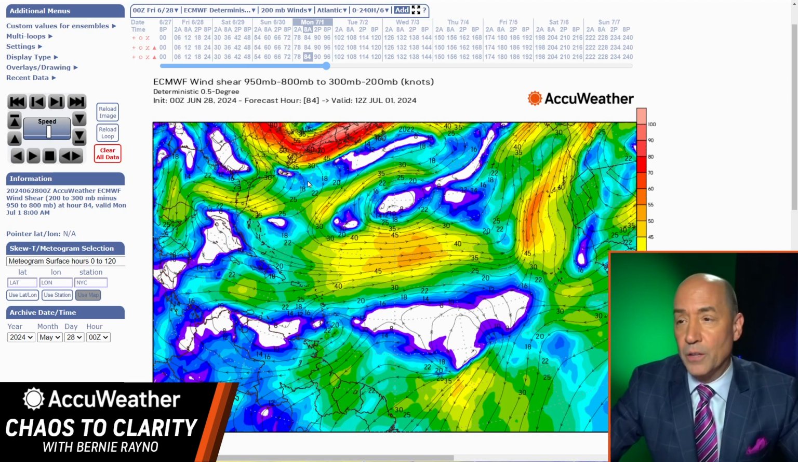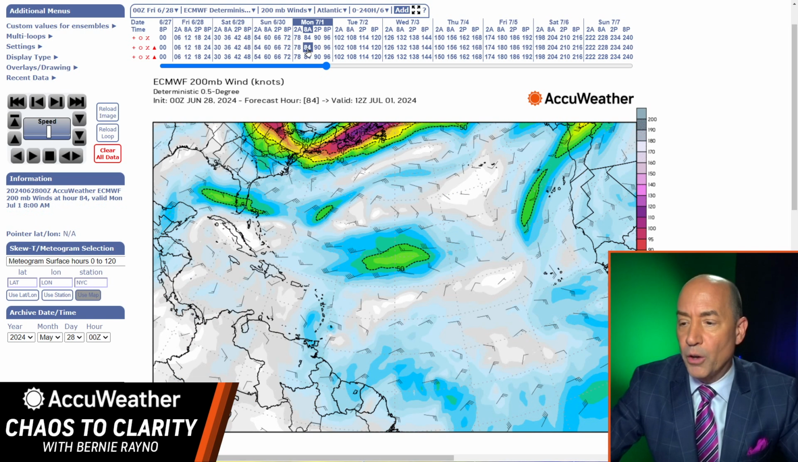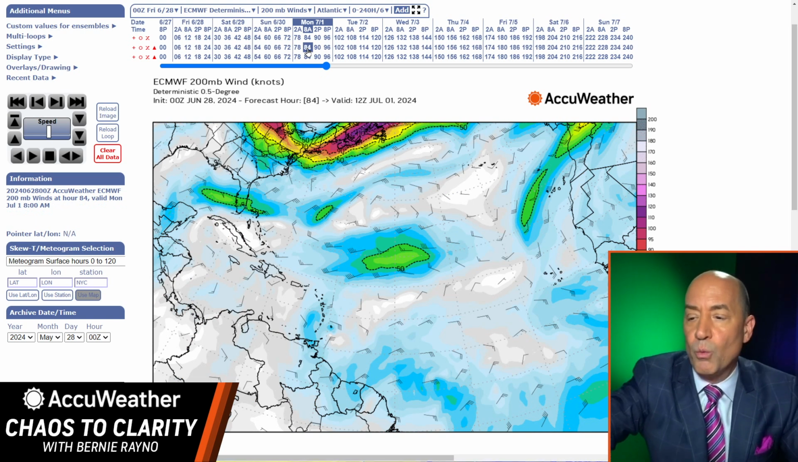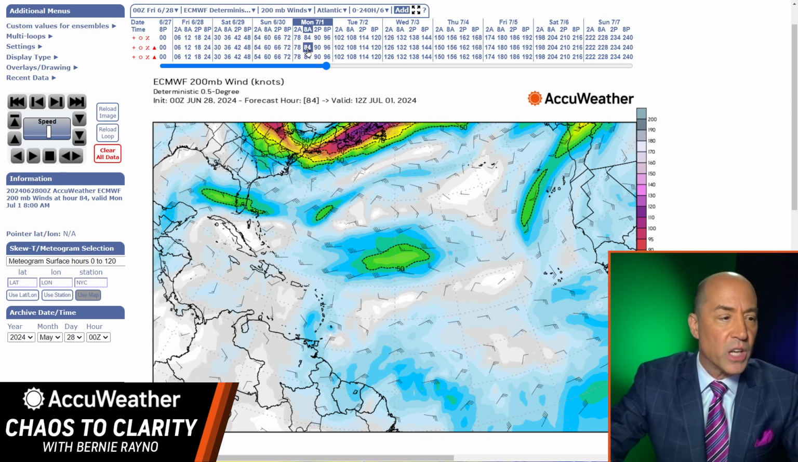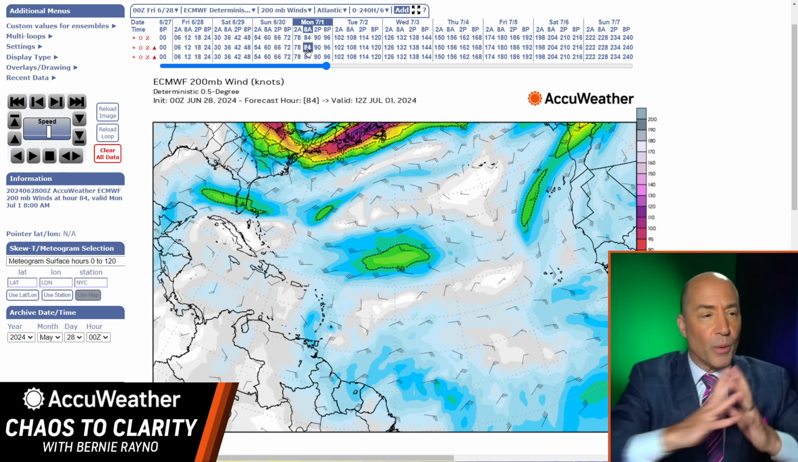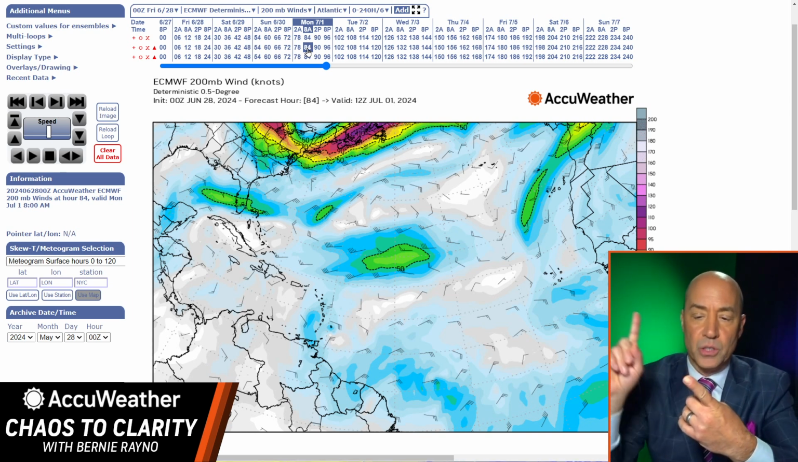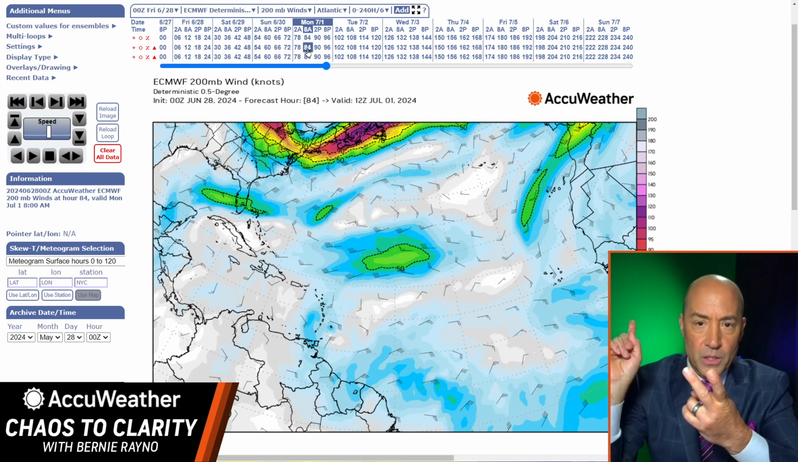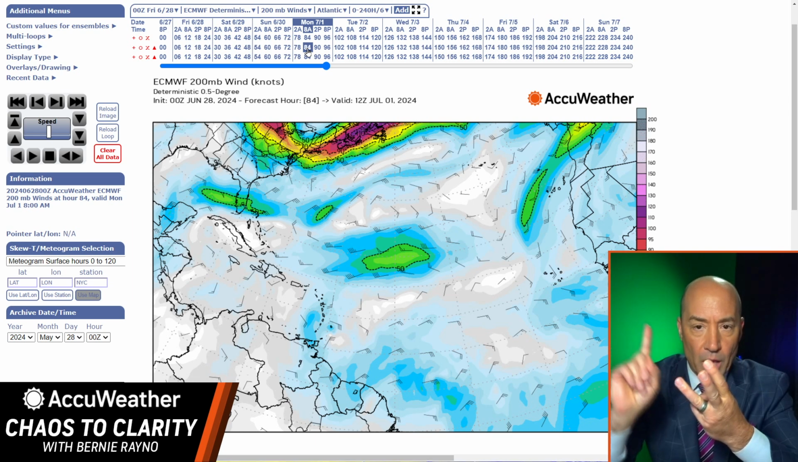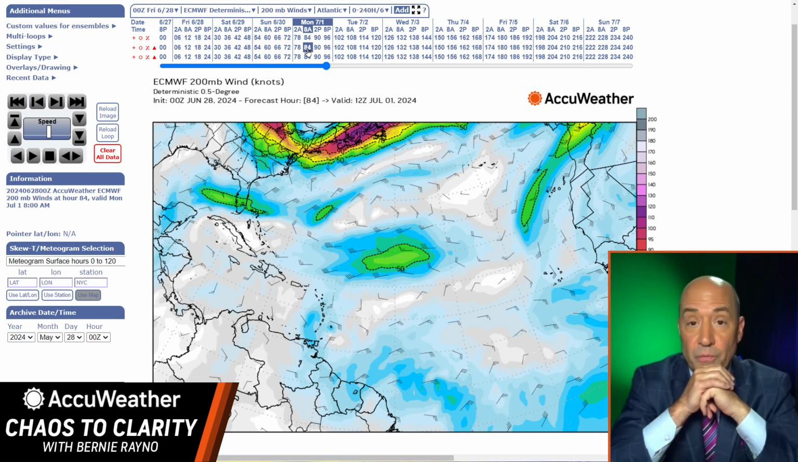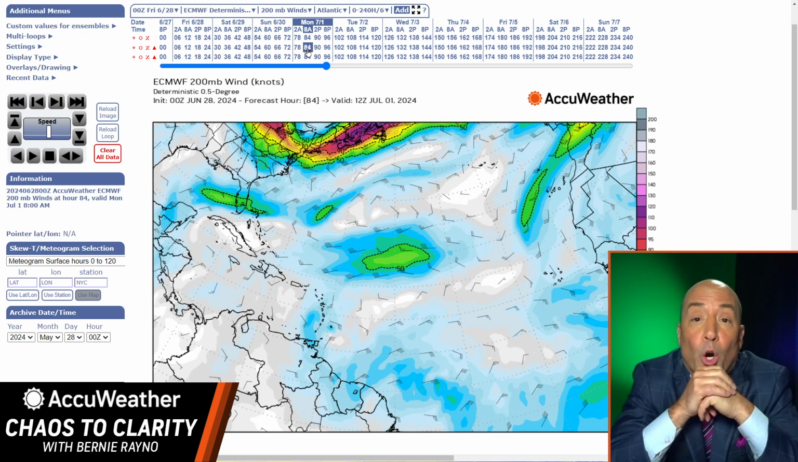Another way to look at it, another product, just to look a little different here, 200 millibars here, the same time, there's very little wind shear. What you're seeing are winds coming in out of the east. So again, this system has warm water, sufficient moisture, and low wind shear. It's going to develop.